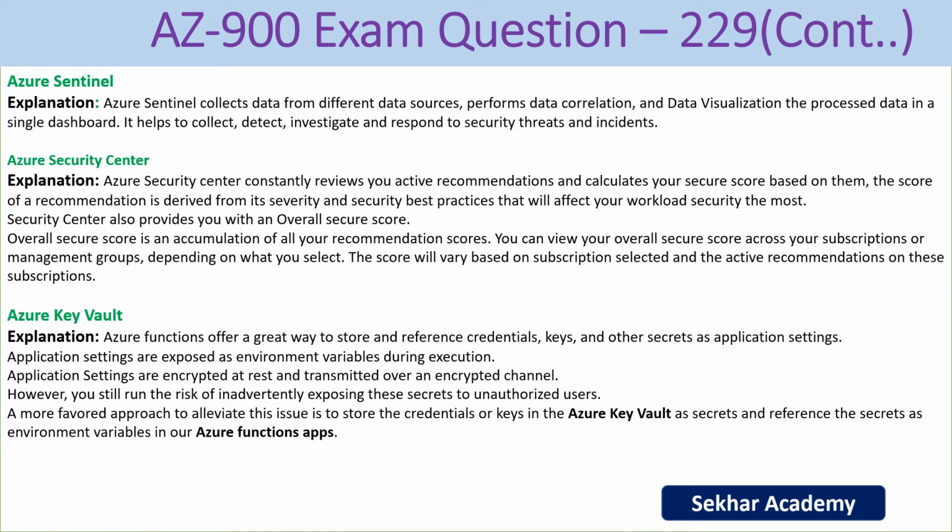The next one is Azure Security Center. Azure Security Center constantly reviews your active recommendations and calculates your score based on them. The score of recommendations is derived from their severity and the security best practices that will affect your workload security the most. Security Center also provides you with an overall secure score, which is an accumulation of all your recommendation scores.